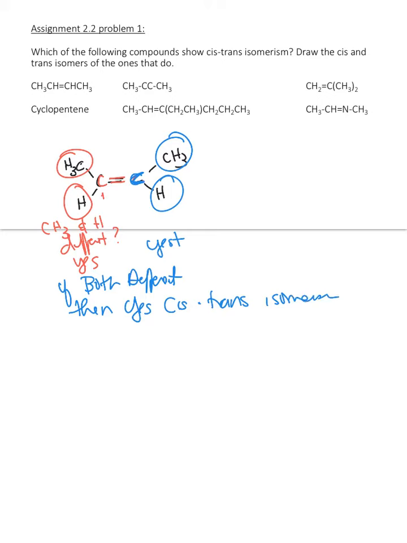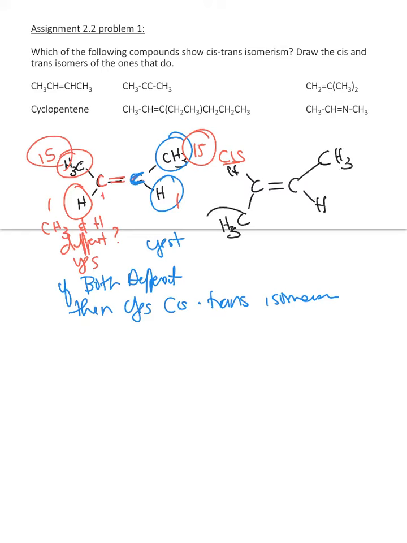Here, you look at which has the higher molecular weight, CH3 or hydrogen. Hydrogen has a molecular weight of 1, and CH3 has a molecular weight of 15: 12, 13, 14, 15. So we have 15 and 1, and both 15s are on the higher side, so this is going to be your cis. If you want to draw your trans, just put one of them on the opposite side, so the higher molecular weight groups are on opposite sides, and that would be your trans.